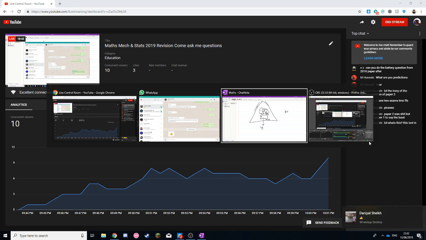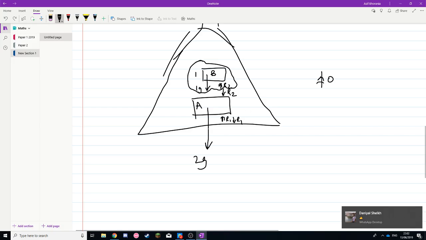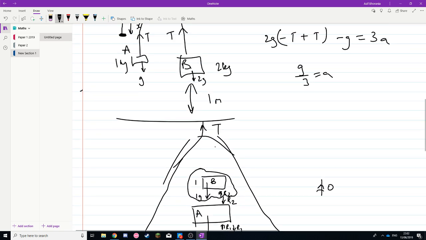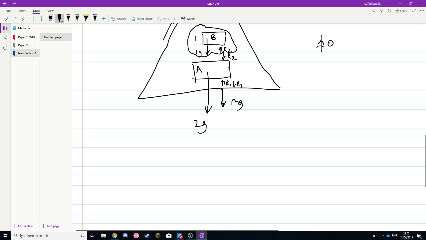Another thing I need to add is the fact that I'm assuming this pan is light. If it's not light, then this will have its own weight mg, and the tension will take care of that. I don't have to really worry. It won't affect any of these reaction forces because the reaction forces are due to the interaction between the objects, not the weights. They're completely separate.